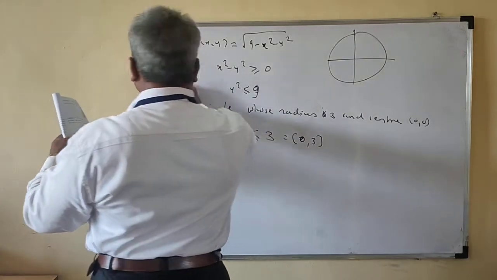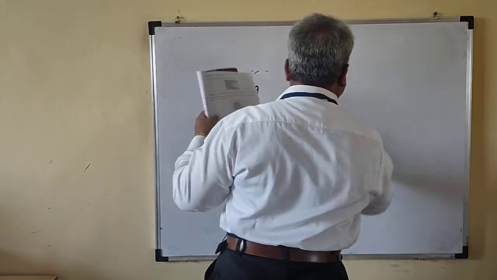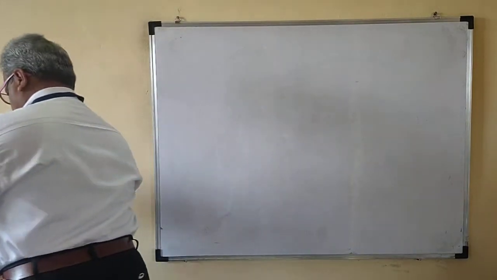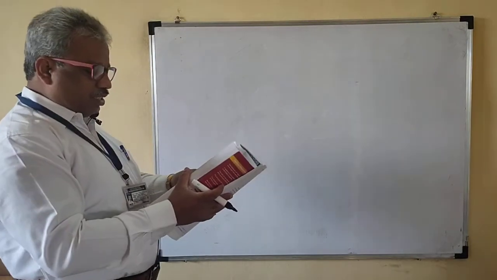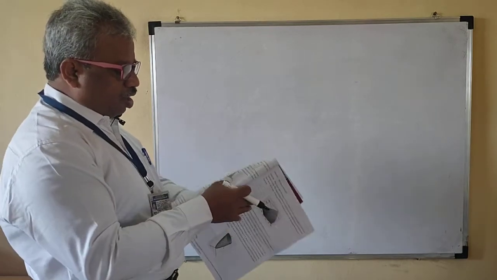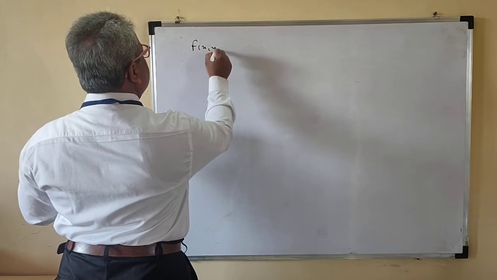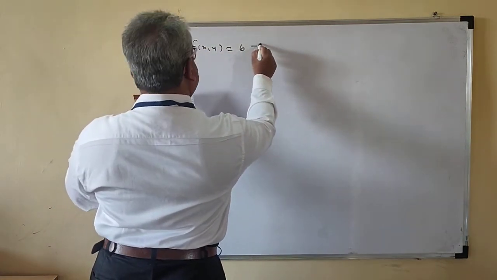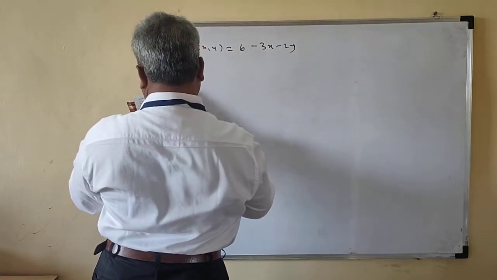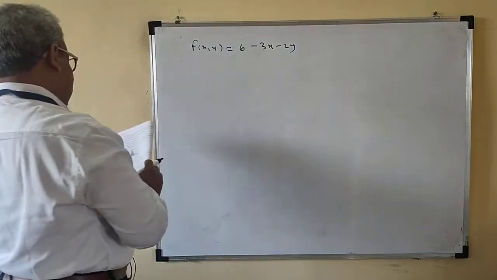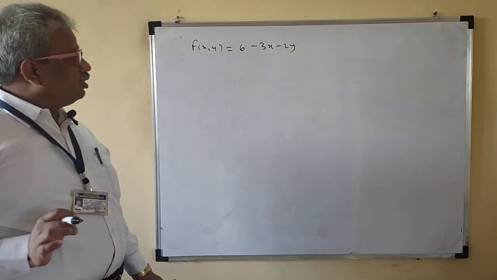Now we'll take the next function. We are just revising this, we have already seen it. Suppose this is your f of x, y, 6 minus 3x minus 2y. What is the domain of this function?